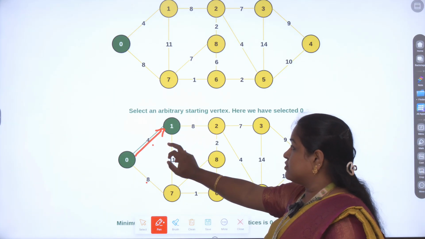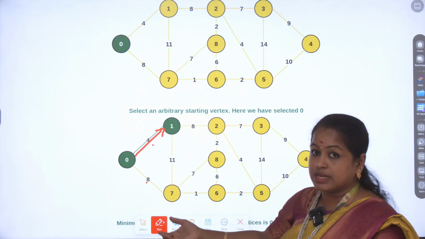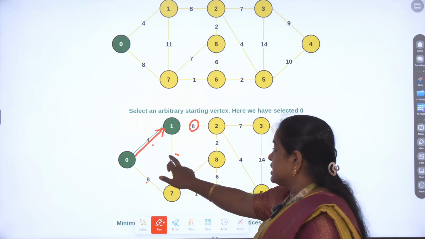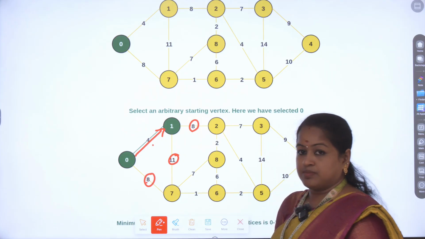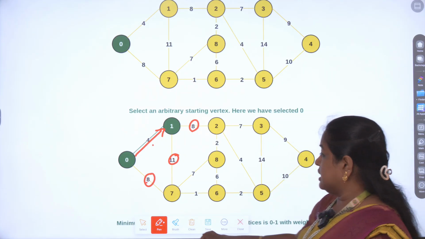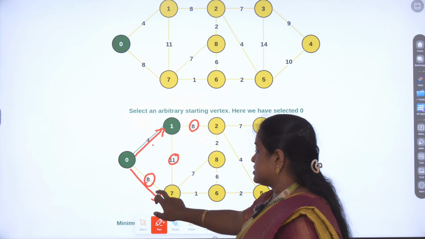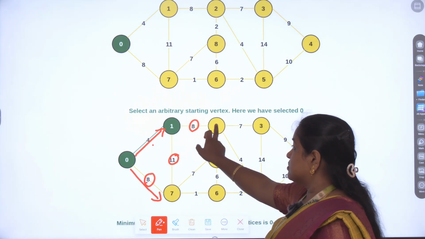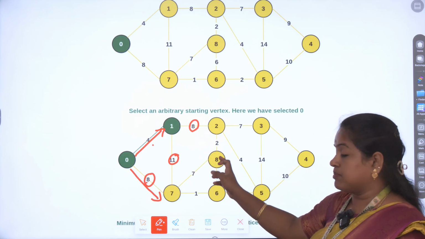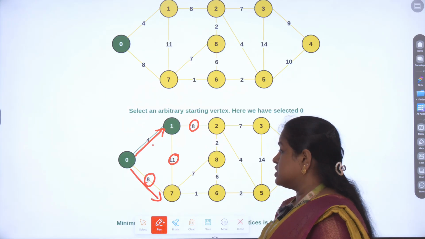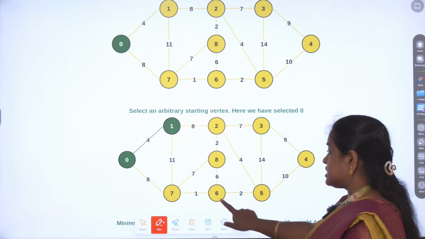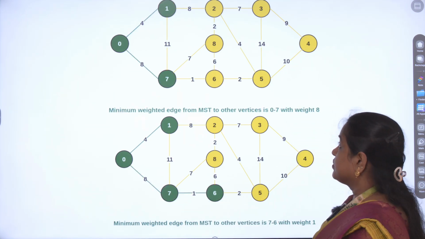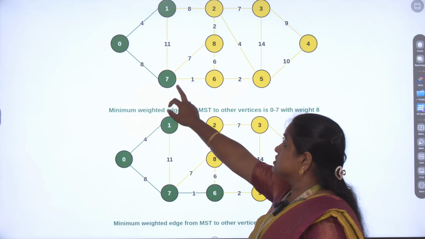Now I have to check the next node I can travel to, which is the lowest. Here if you see, it is 8, this is 11 and this is 8. So I am going to select the path which is lowest. So I will take 0 to 7. You can even travel from 1 to 2, that is also the same. So I am going to travel from 0 to 7, where the weight is 8. So now I have traveled 0 to 7.